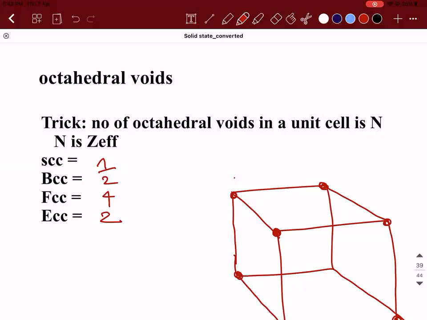Now we can see for FCC, the total number of octahedral voids is 4. I'll show it via the picture.